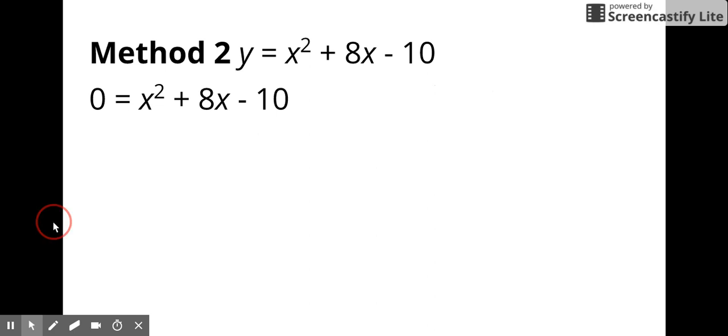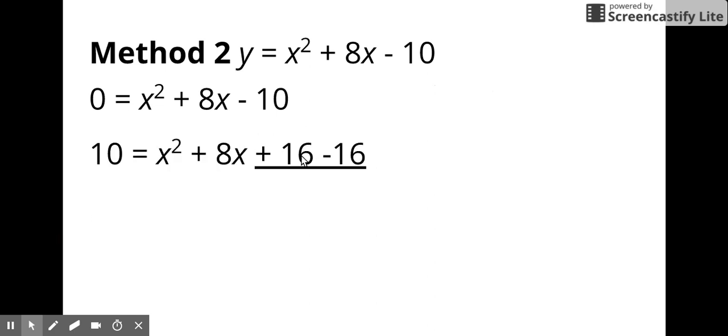So again, we're going to set it equal to 0, but this time we're going to do the plus 16 minus 16 on the same side of the equation. So remember before we added 16 to both sides? But we can also just do plus 16 minus 16 on the side of the equation because that's like adding 0 to the side of the equation. So again, we took half of our b value, which is 1/2 of 8, which is 4, and then we square that, and that's how we get the 16.